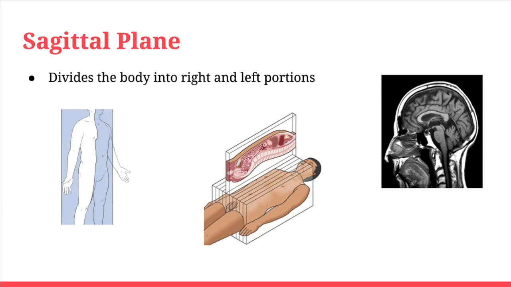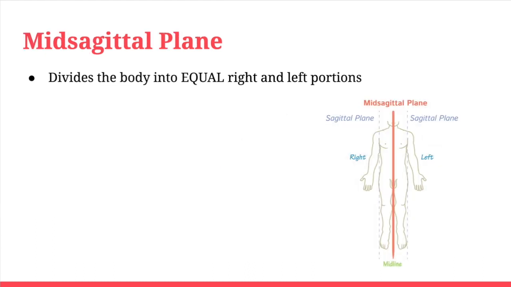If it is exactly down the middle, into equal right and left portions. So the body isn't perfectly symmetrical, outside or inside. So when we're saying equal right and left, it's not really equal, but right down the center of the body. So mid sagittal, sagittal again is side to side, mid think middle. Mid sagittal is specifically down the middle of the body.